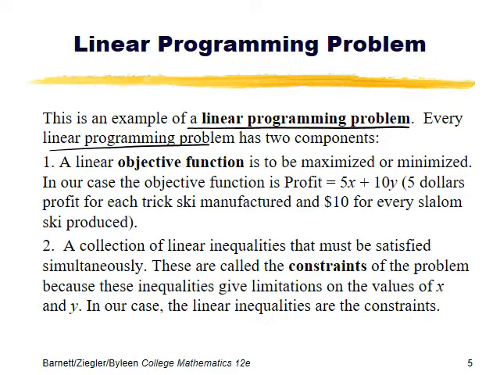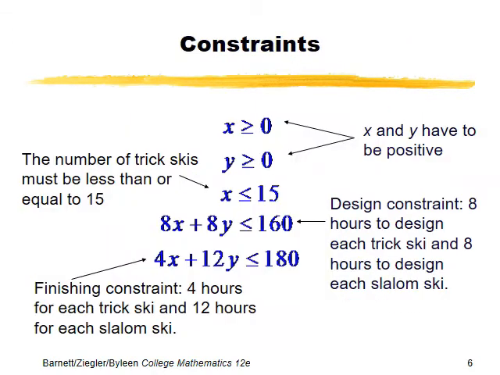Every linear programming problem has two components. A linear objective function is to be maximized or minimized. If you have a cost function, we have to minimize our cost, and if we have a profit function, we have to maximize our profit function. A collection of linear inequalities that must be satisfied simultaneously, these are called the constraints. Like so far in exercises 5.1 and 5.2, we were only dealing with the constraints, which we were calling linear inequalities. Now onwards we will call them constraints, limitations, and within those limitations we have to maximize our profit or minimize our cost function.